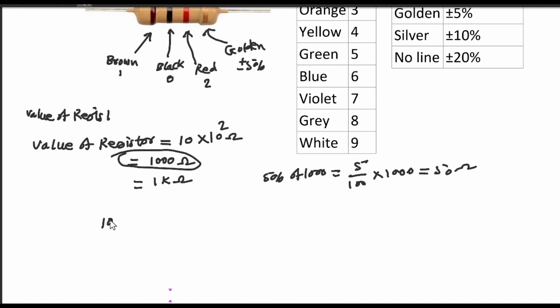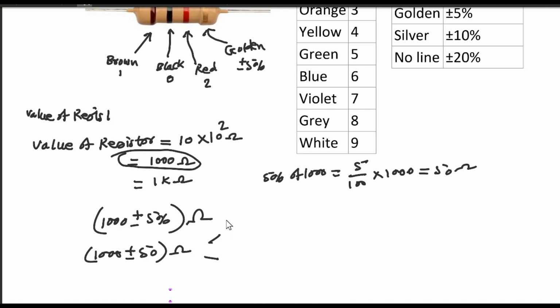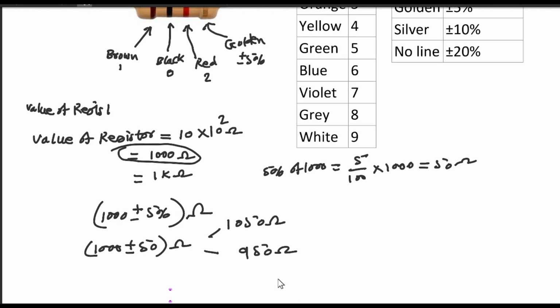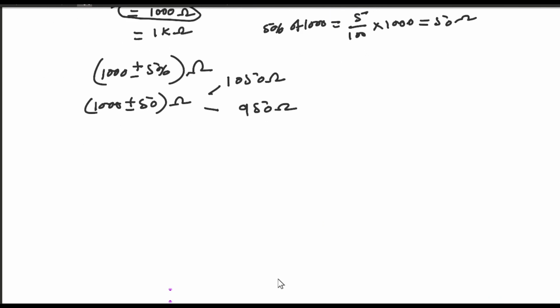That means the value of this particular resistor will be either 1000 plus or minus 5% of 1000, which is 50 ohm. So the value of this resistor will be in between 1050 ohm and 950 ohm. So this will be the value of this particular resistor, along with the tolerance I explained. We will take one more example here.